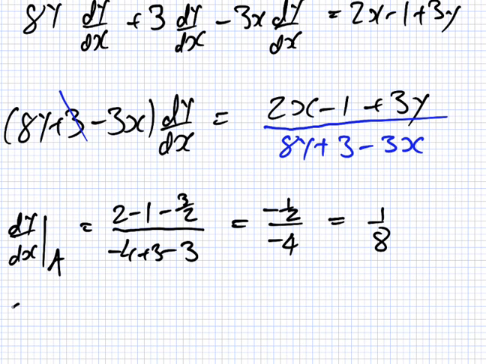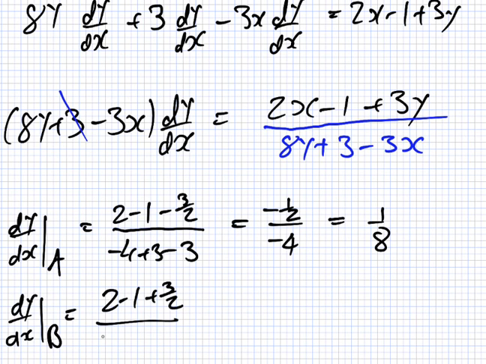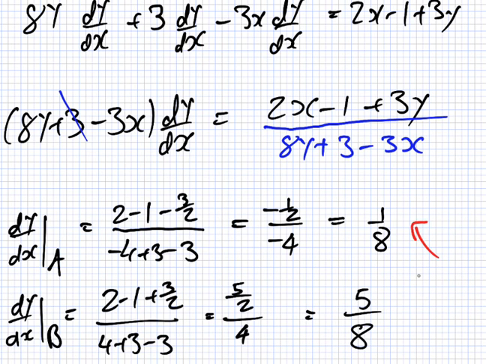And then I calculate it now at point B, which is the same thing except y is positive a half. 2 minus 1 plus 3 over 2 over 4 plus 3 minus 3. So that's 1 plus 3 over 2, 5 over 2 over 4, which is 5 over 8. So these are the two answers here.